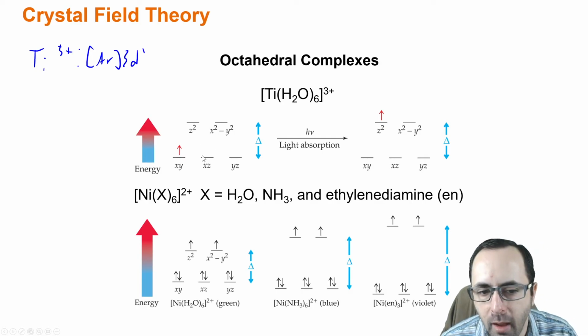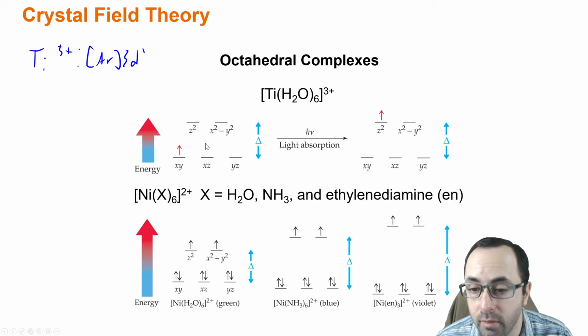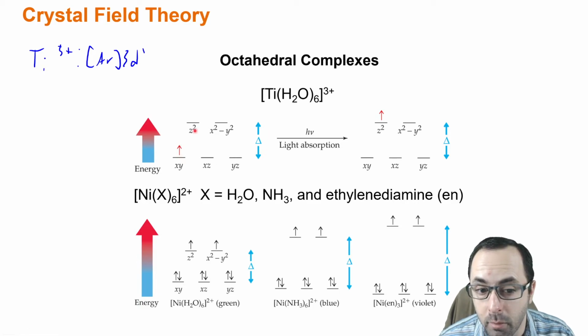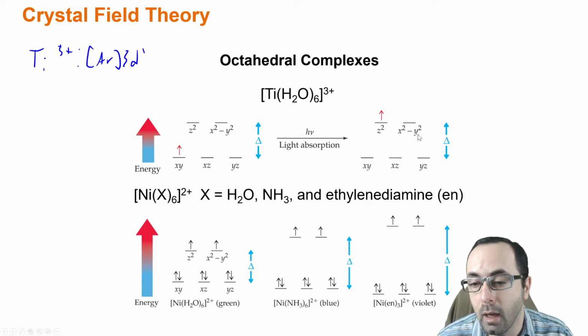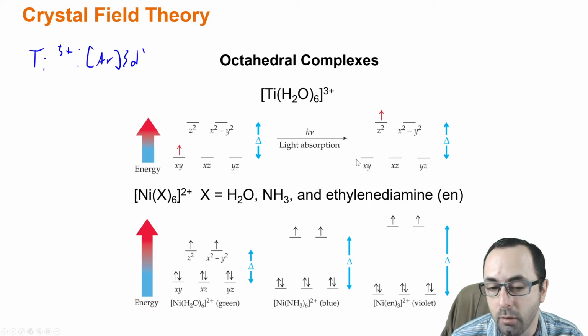And when it absorbs light, because this energy difference corresponds to the energy of visible light, it absorbs visible light, promoting the electron to the higher energy level out of the split d orbitals. And so that is why we observe color.